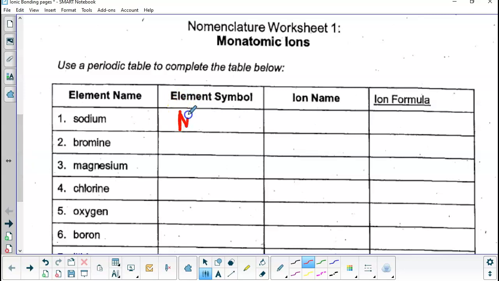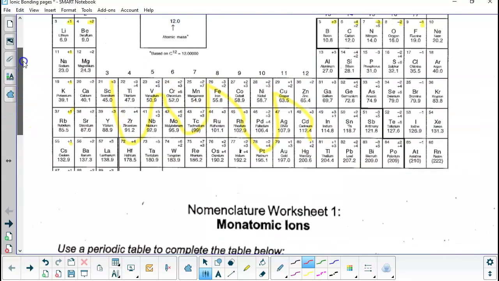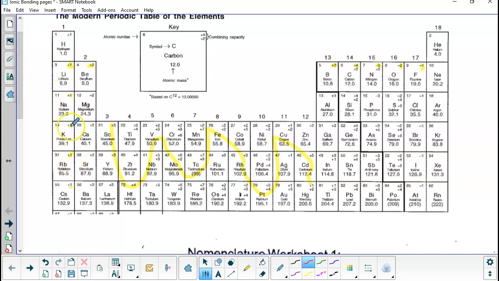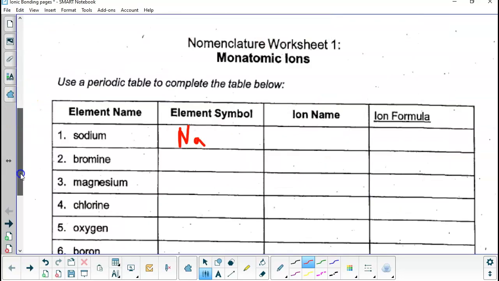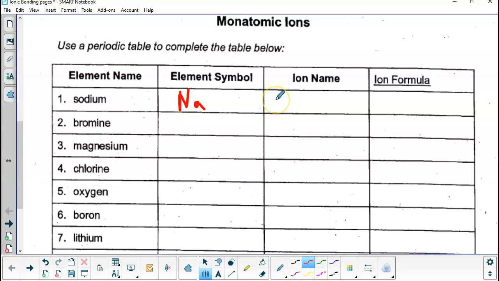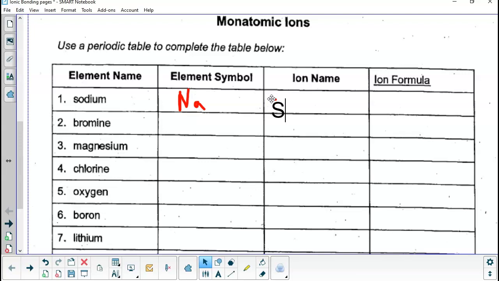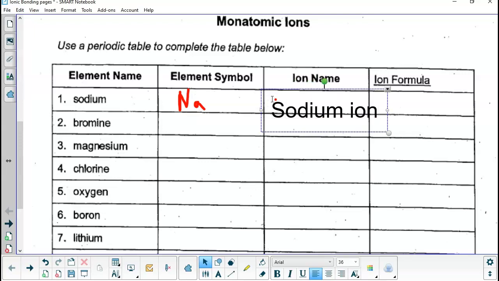We want to make sure that our first letter is always capital. Our second letter is lowercase. Okay, so if I'm going to turn this into an ion, then I can look at my periodic table. It's in group 1. It's going to make a +1 charge. So I would write out the name, and I'm going to type it because that's going to be nicer. Sodium ion, just like our examples. I left sodium the same and I just added the word ion at the end.